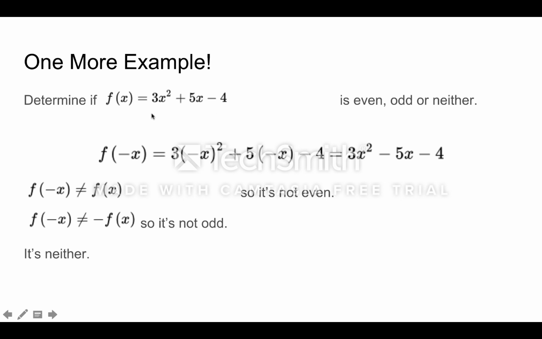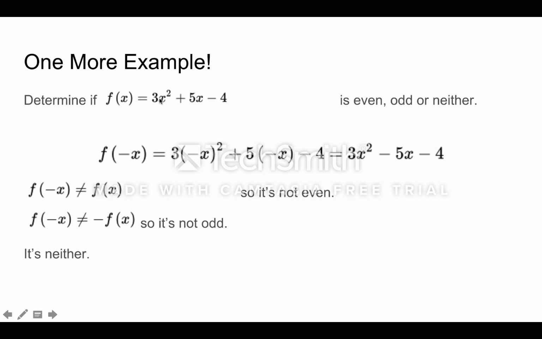But let's check it. Replace all the x's with a negative x. So, 3 negative x squared minus 5 negative x minus 4. Squared is going to kill that negative. Here, this is to the 1st power, so we'll get to keep that negative. We didn't do anything to the minus 4, it just comes along for the ride. So f of negative x is positive 3x squared minus 5x minus 4.